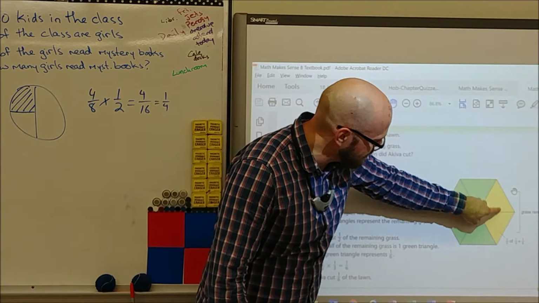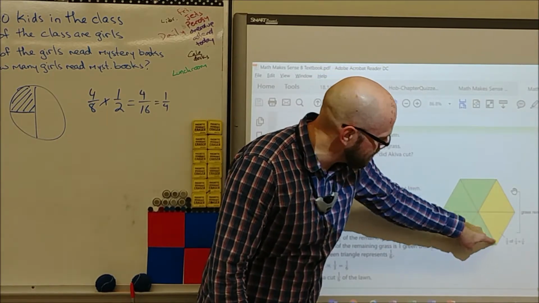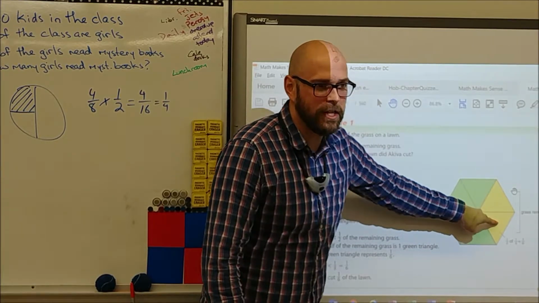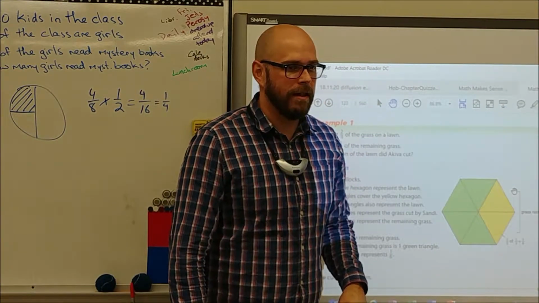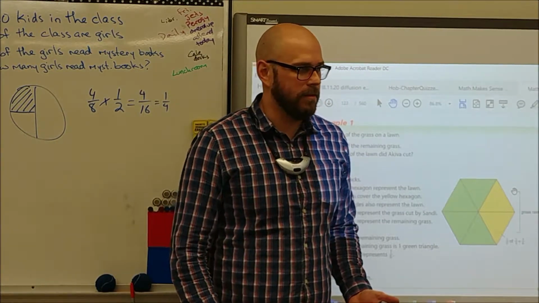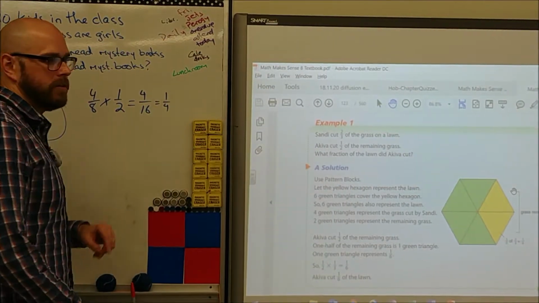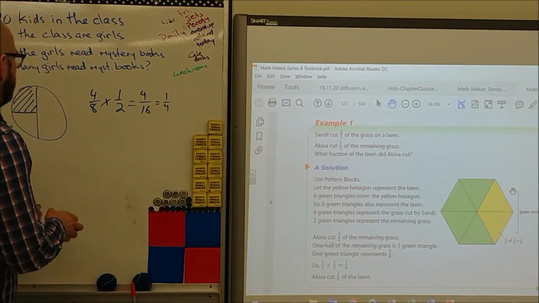He cut half. This is the remaining. He cut half of the remaining. How much did he cut? Well, 1/6 of the lawn. That was actually kind of easy without any numbers. But you know what a kid who only knows numbers does? Watch what a kid who only knows numbers does.